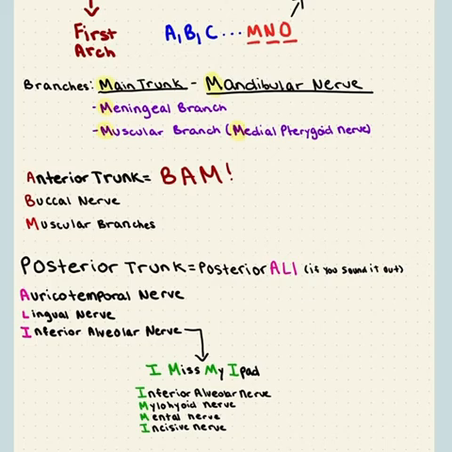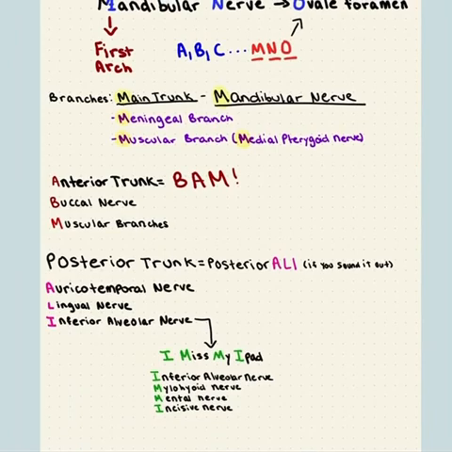The branches that it has to break into first before it can turn into the trunks are the meningeal branch and the muscular branch, which has to do with the medial pterygoid nerve. And all these have to do with the letter M. And then once that's done, you go to the anterior trunk, and I immediately think of BAM. B being the buccal nerve, A being the anterior trunk, and M being the muscular branches.